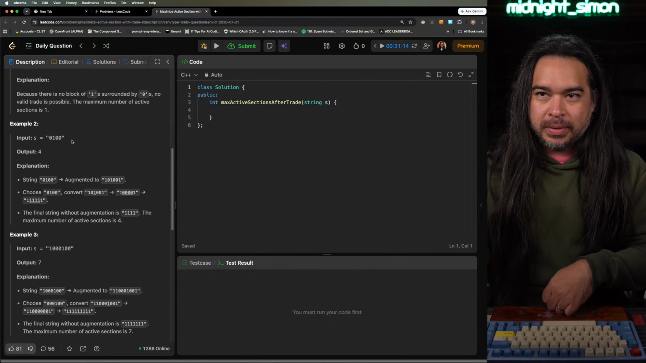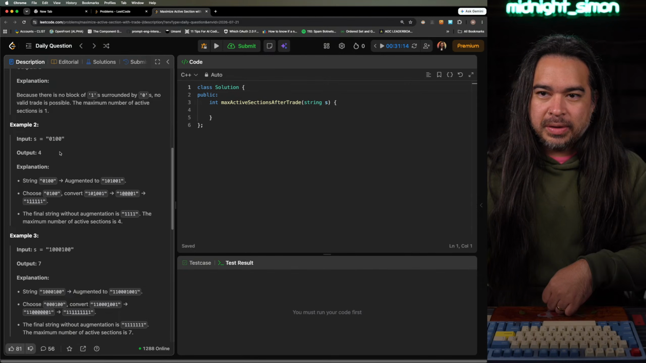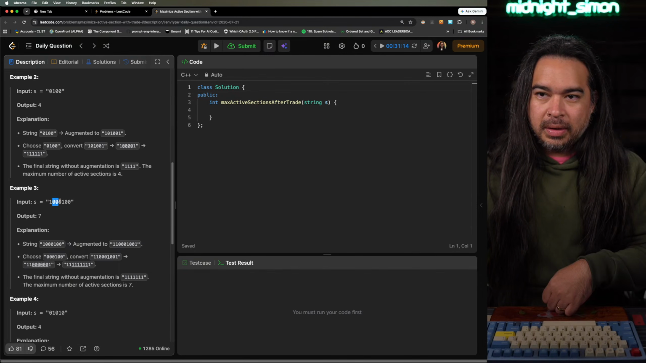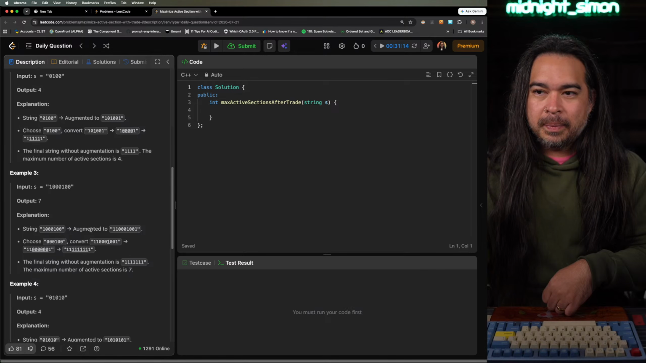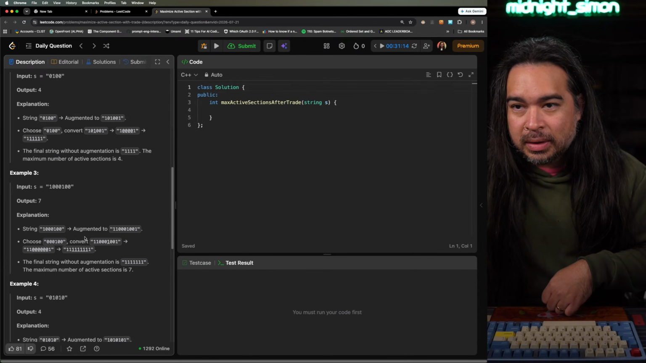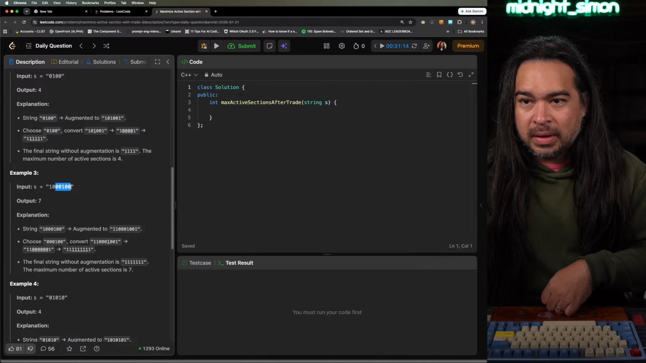Let's look at more examples. So example 2, we can turn all of them into ones. Example 3, again, it says, well, this one is 7. So I would assume we turn zeros to ones and ones to zeros. Wait, what? You choose. All right, so they're choosing this. What are they gonna do with that?